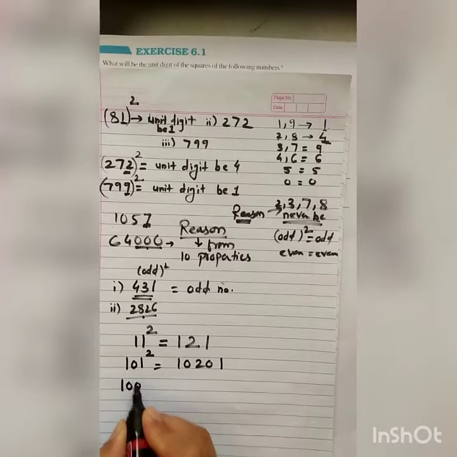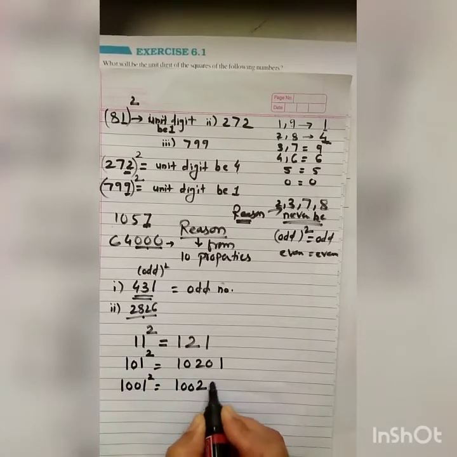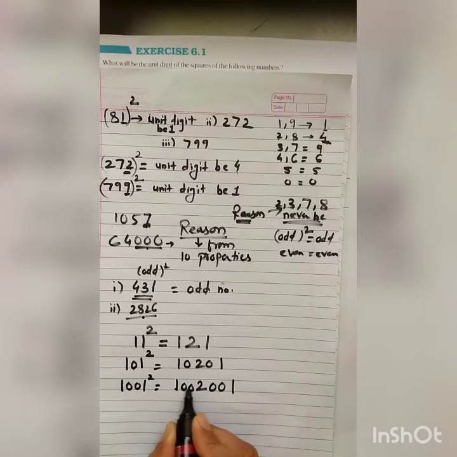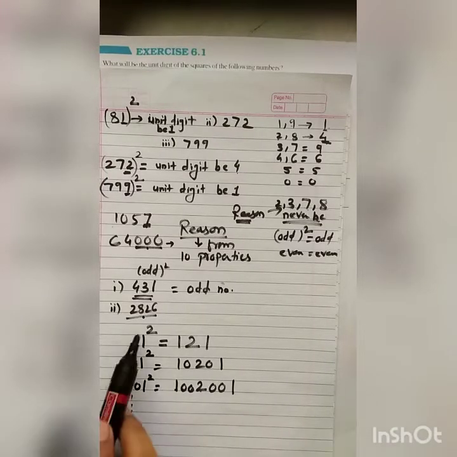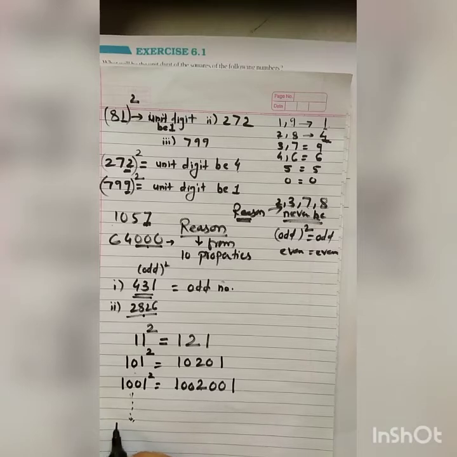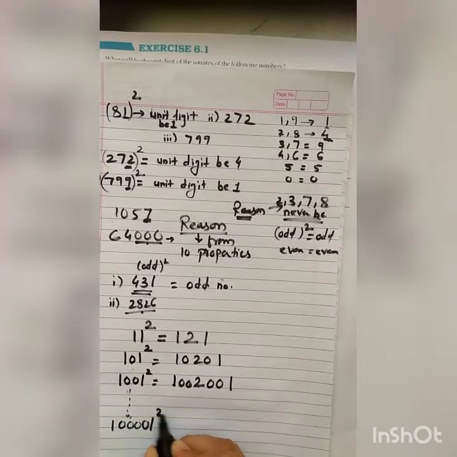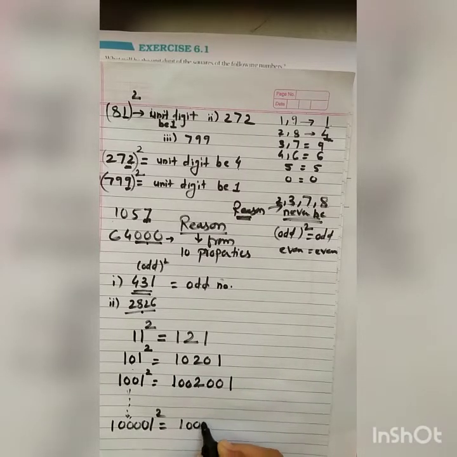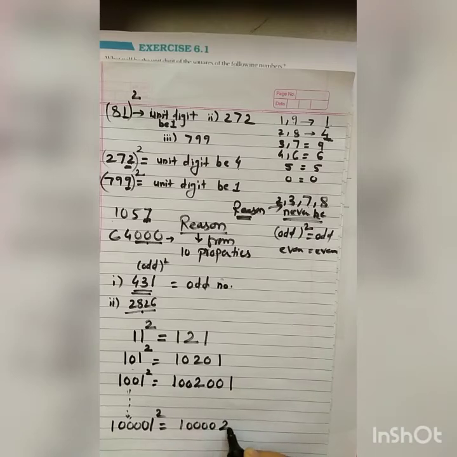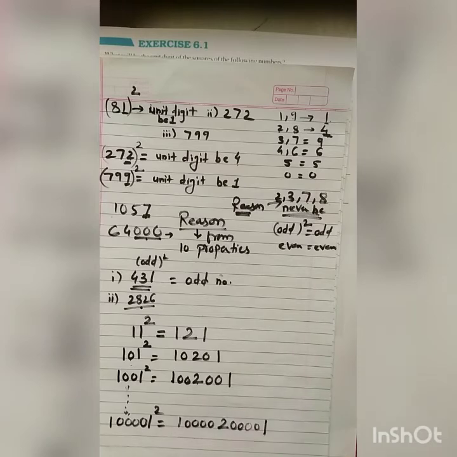1, 0, 0, 1. So what will we do? We will write two zeros in between. So 1, 0, 0, 2, 0, 0, 1. In this way we can find the square of such a pattern. Suppose here I write 4 zeros instead of 3. Simply, I have to insert 4 zeros between 1, 2 and 1. So this is the square of this number.